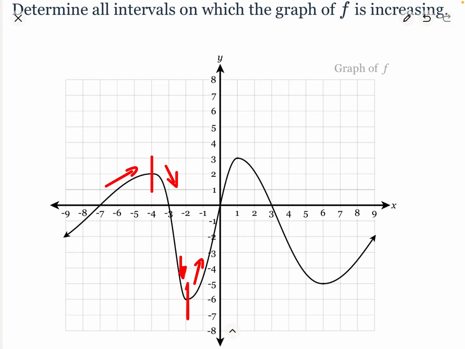And we continue to increase on this interval until we get up here. And then once we hit this point, we change directions and now we're decreasing. And we continue to decrease until we hit this point, and then we start to increase. So those points where it changes direction are called turning points. And the significance of turning points is that's where our intervals are going to be.